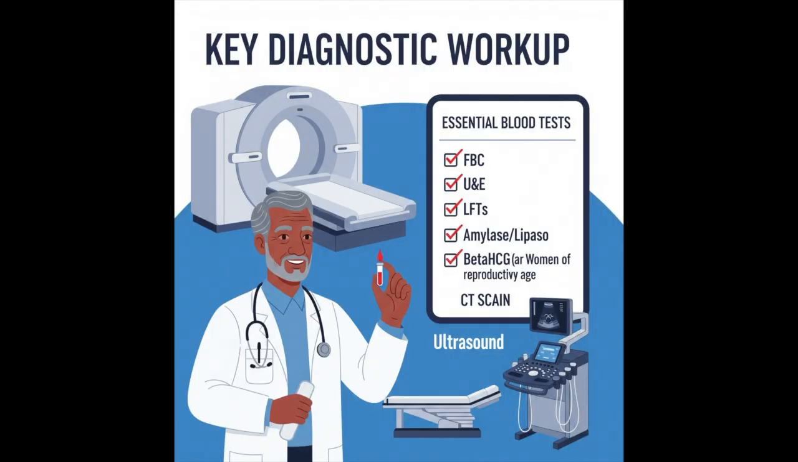After examining and giving meds, get bloods. Add amylase or lipase for pancreatitis. And beta-HCG for women of reproductive age. Always do it, don't mind if they say, "Oh, I am sure I am not pregnant." Loads of times I revealed to them, in shock, that they are pregnant.